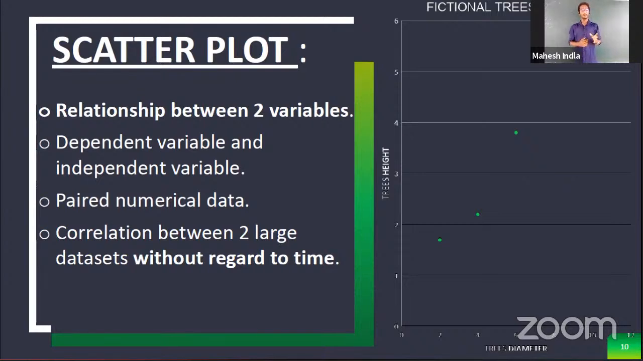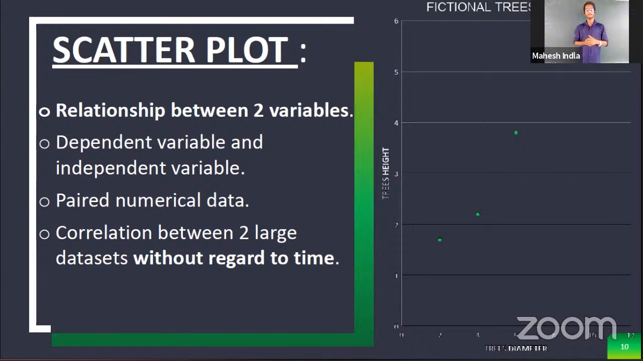So here, you can observe the dots. Each dot represents an individual value from the x-axis and from the y-axis. And in this example, each dot represents a tree. It is better to use a scatter plot when we have paired numerical data.